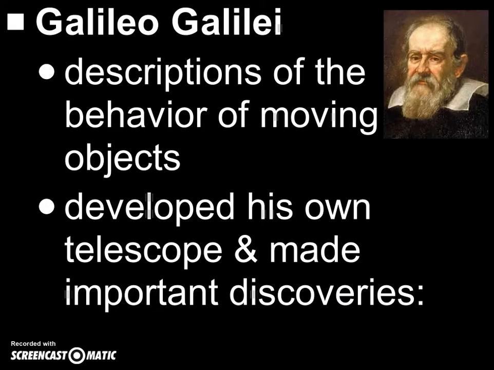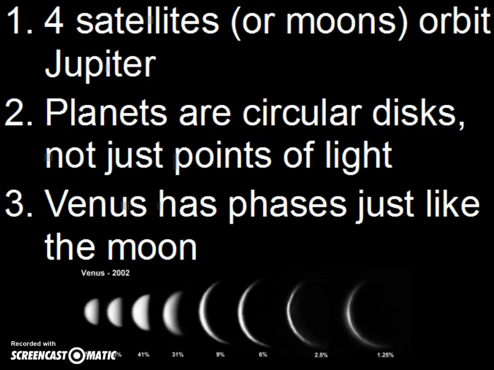So another guy that's important is Galileo Galilei. He came up with descriptions of how objects move, so their behavior, and he actually made his own telescope. So he came up with some very important discoveries, such as, number 1, Jupiter has 4 satellites, or what we call moons now. He also came up with the fact that planets are circular disks. They're not just a point of light, so they are spheres.